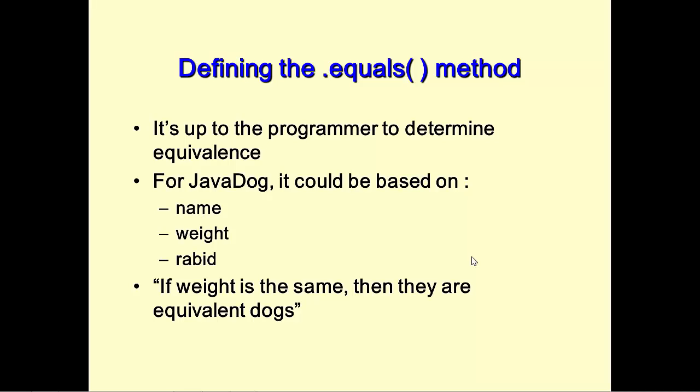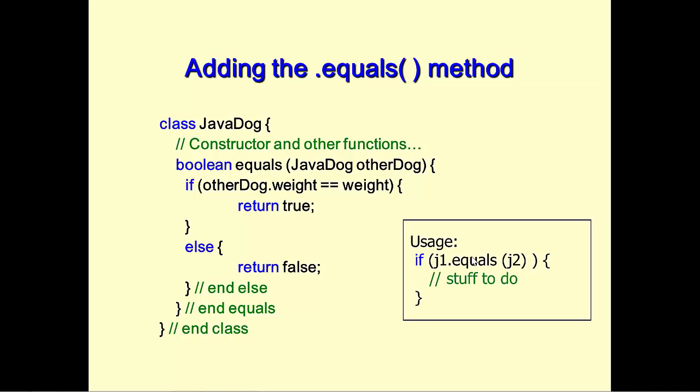So it's up to us programmers to determine what it means to be equivalent. And so for our Java dog, we could do any number of things. We could say it could be based off of the name or the weight or whether or not the dog is rabid. It's up to us how we want to determine this equivalence. So we could say if the dogs weigh the same, then they're considered to be equivalent dogs. What might that look like?